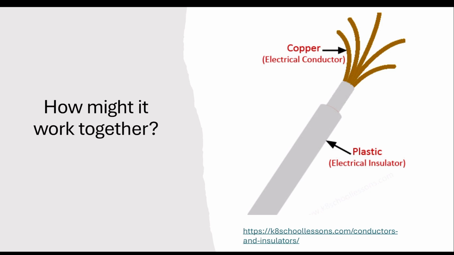We have separated examples of electrical conductors and electrical insulators, but how might it work together? The picture at the right shows an electrical cord. As we mentioned before, plastic or rubber is often outside an electrical cord to keep the electricity in, acting as an electrical insulator. The copper inside the cord is an electrical conductor, as electricity flows through the cord. This is why it's important to discard broken electrical cords, as if the rubber or plastic breaks, that means electricity is no longer being insulated.